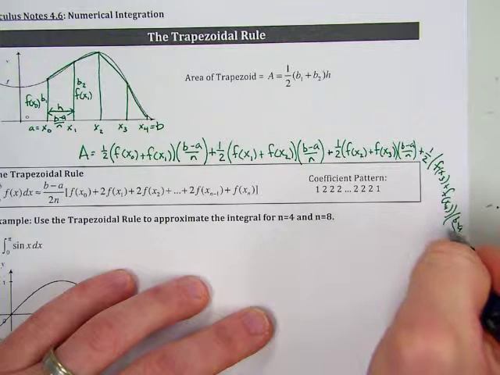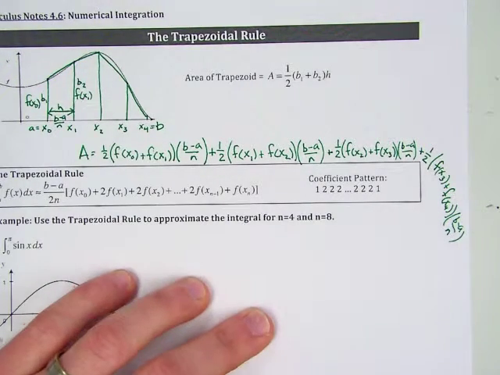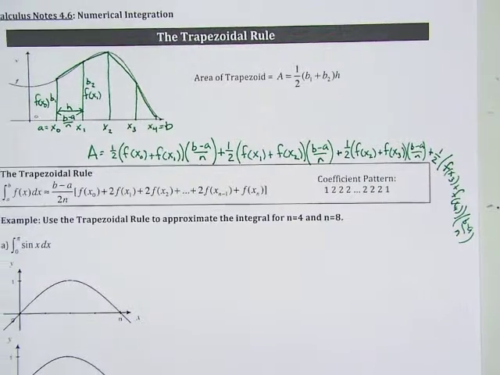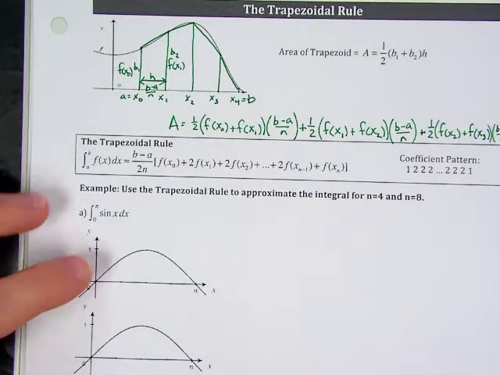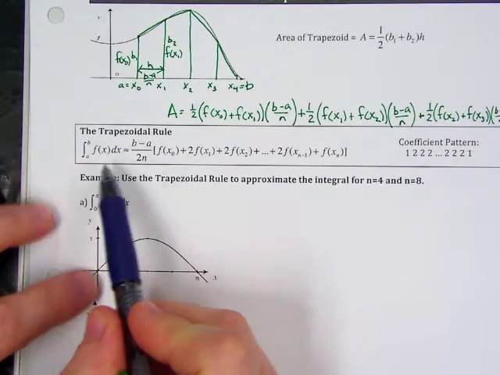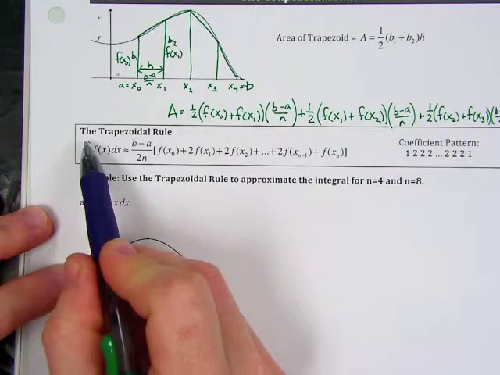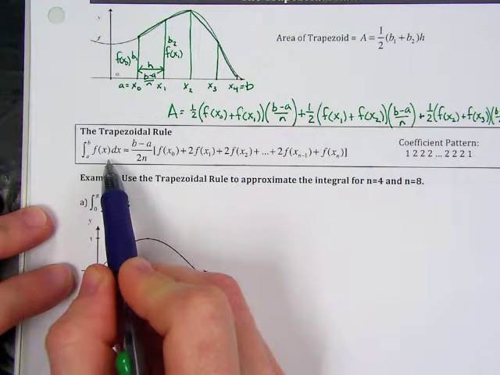Okay, so some of you are probably picking up that there's got to be an easier way to do this, and it's dealing with summation a little bit. So what we can do is factor out all the 1/2s, and factor out all the b minus a over n's. And so we end up with this formula right here, which is the trapezoidal rule. So it's the integral from a to b of f of x is approximately b minus a over 2n times.